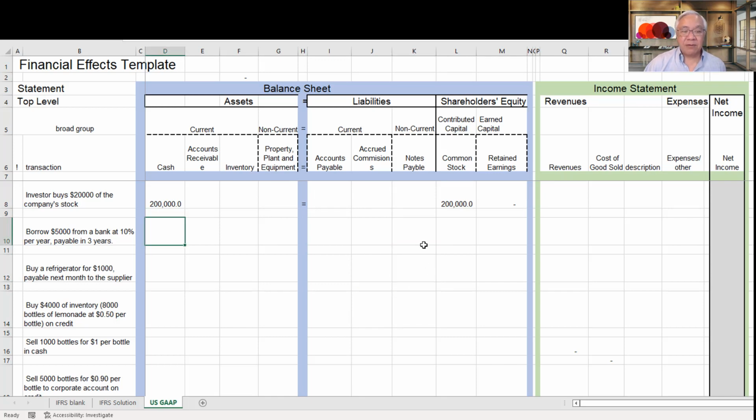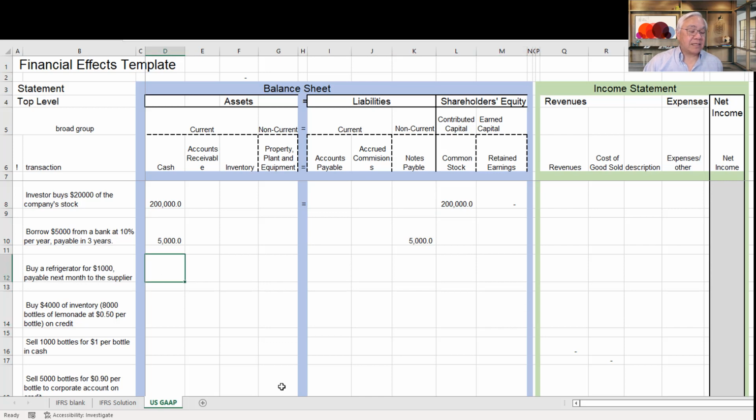All right, let's try another one. We borrow $5,000 from the bank at a 10% interest rate payable in 3 years. Okay. What happened? We got money. How much? $5,000. So we got $5,000, cash goes up. Now what's the other side of it? Oh, I have a liability to a bank and it's a note payable. It's due in 3 years, more than 1 year. So I owe them $5,000. Right? So are we in balance? Does 5,000 equal 5,000? Yes, we're in balance.